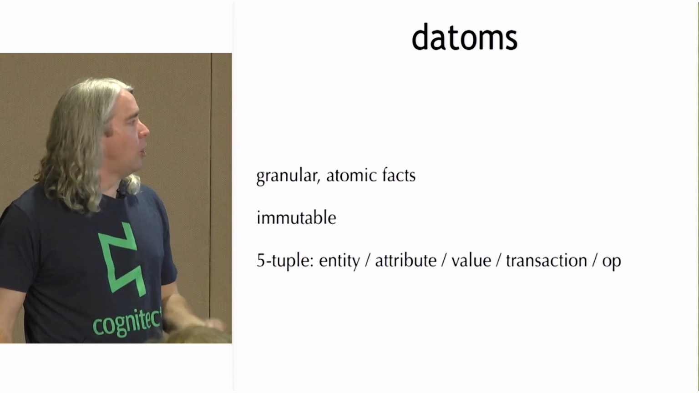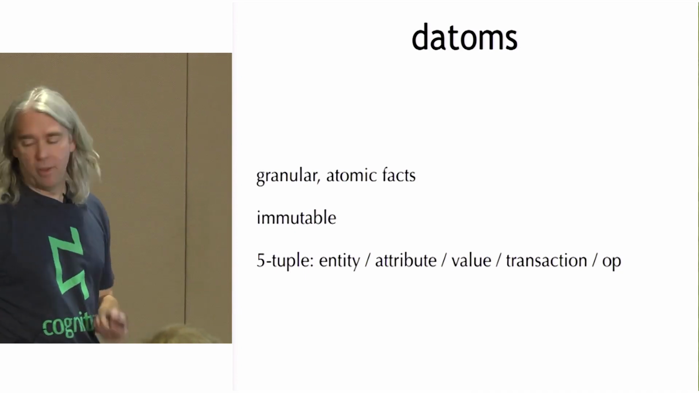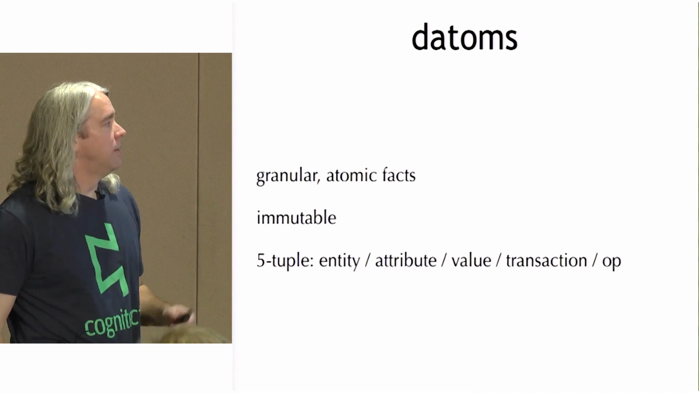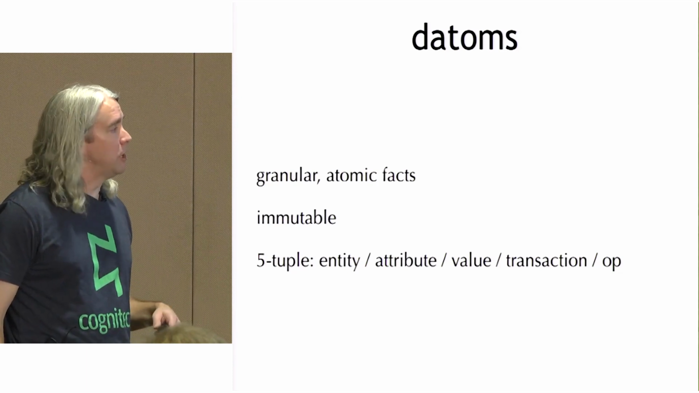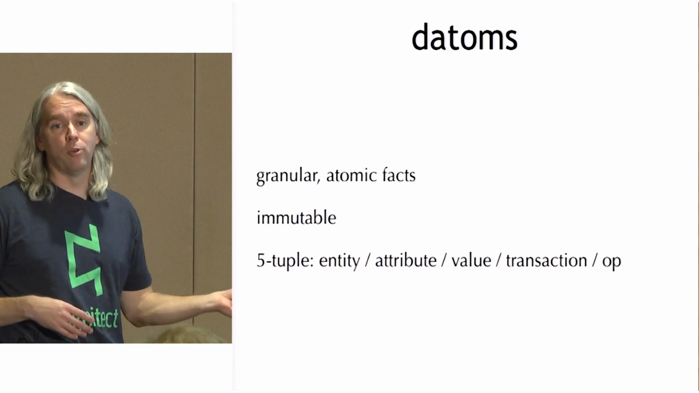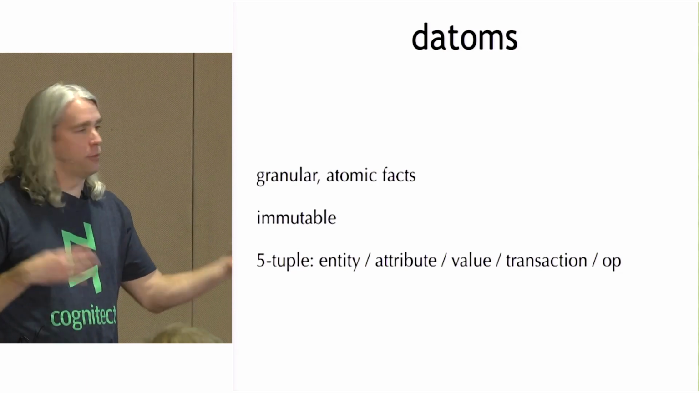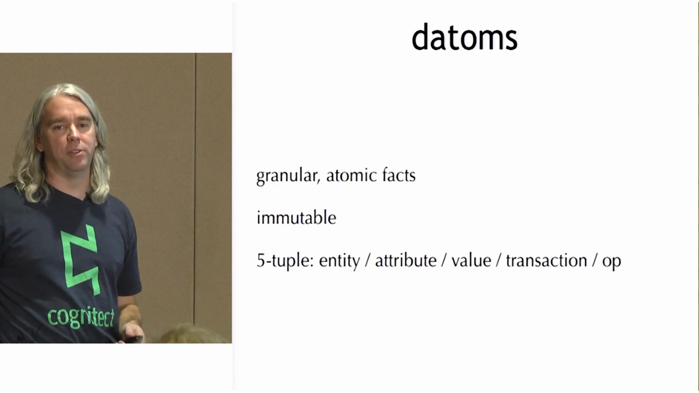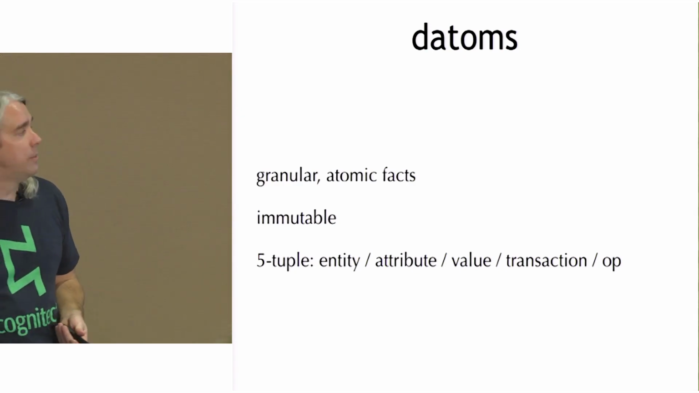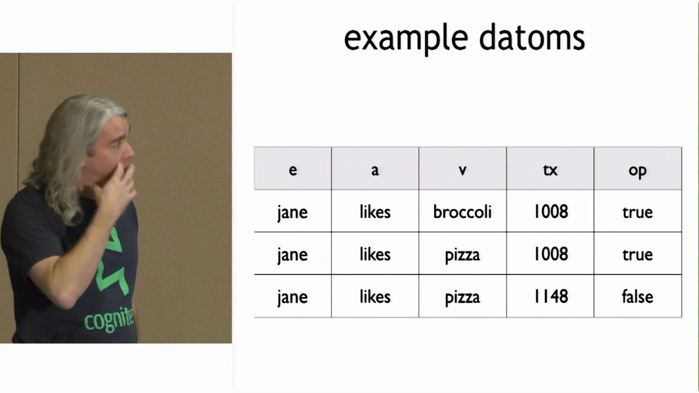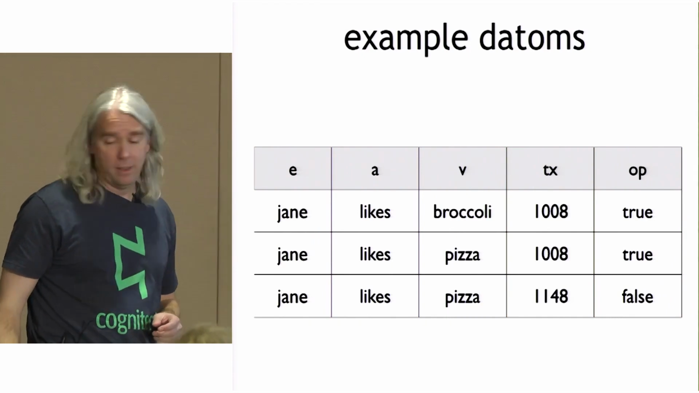It's accumulate only. And it's a 5-tuple of entity, attribute, value, transaction, and operation, where operation is true for when we're adding this to the system, and false for saying we're removing or retracting it from the system and saying this fact is no longer true. Here are 3 example datums about Jane.